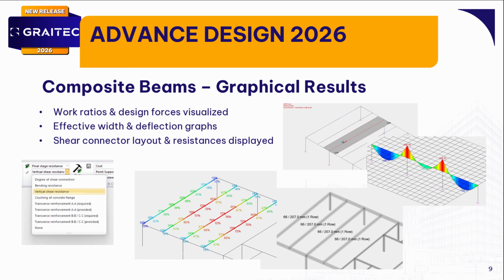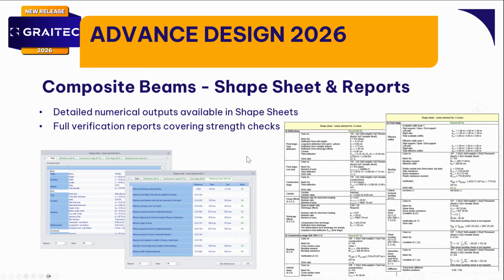For your composite beam, on top of the graphical or visual results, we also provide sheets, which have more detailed design values and outputs, as you see here, for every stage, and based on every code check that needs to be done for this composite structure. And after the sheets, we also have the option to include all of the results directly inside your reports.